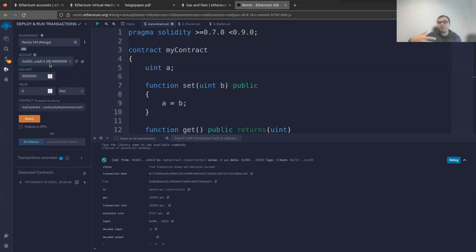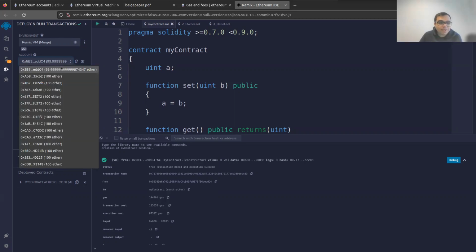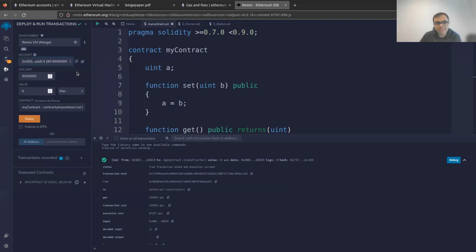So if I'm deploying a contract, that's a transaction. Whenever I'm doing a transaction, I have to pay for gas. And that's why you see here that my balance is no longer 100 Ether. I've actually paid a tiny amount for gas.